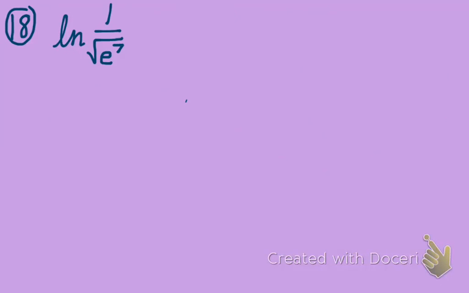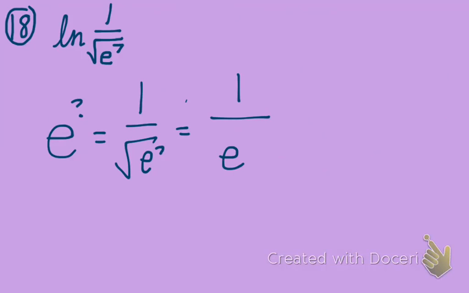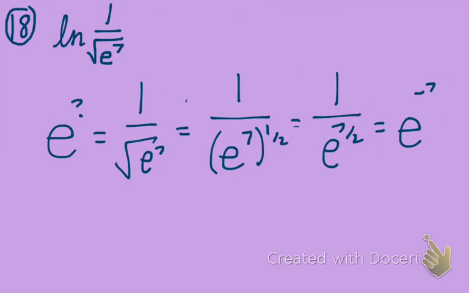We go to number 18. Same set of directions, evaluate without a calculator. And remember, you can either rewrite this one or just remember what we just did. The e is our base, so e to the what equals 1 over the square root of e to the 7. Well, remember that the square root can be written as the 1/2 power, so that's e to the 7th to the 1/2, which would then be 1 over e to the 7/2, which I can rewrite as e to the negative 7/2. So the what we're looking for is the exponent there, so our expression is equal to negative 7/2.